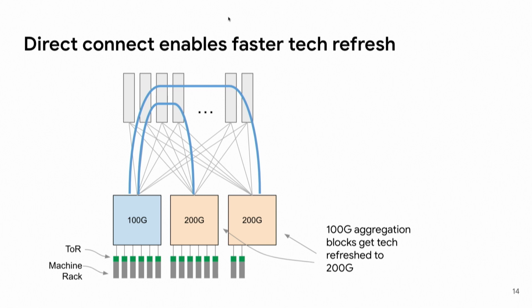Now, as we refresh 100 gig blocks with 200 gig, the nice thing about Direct Connect is that the direct links between the 200 gig blocks get to run immediately at 200 gig without needing to wait for the spines to get upgraded first. Next, I will describe a few key software components that enable this Direct Connect architecture.